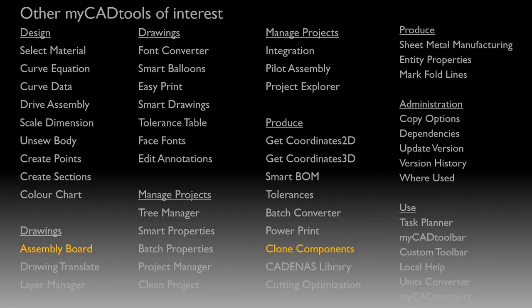Clone components means we can continue working in SOLIDWORKS and clone items rather than having to go back to Windows Explorer. We can pick up on a document or a selection of files and clone those really quickly within our project. Drive assembly is really good for mechanical designs. It allows us to pick out a range of movement defined by a dimension.